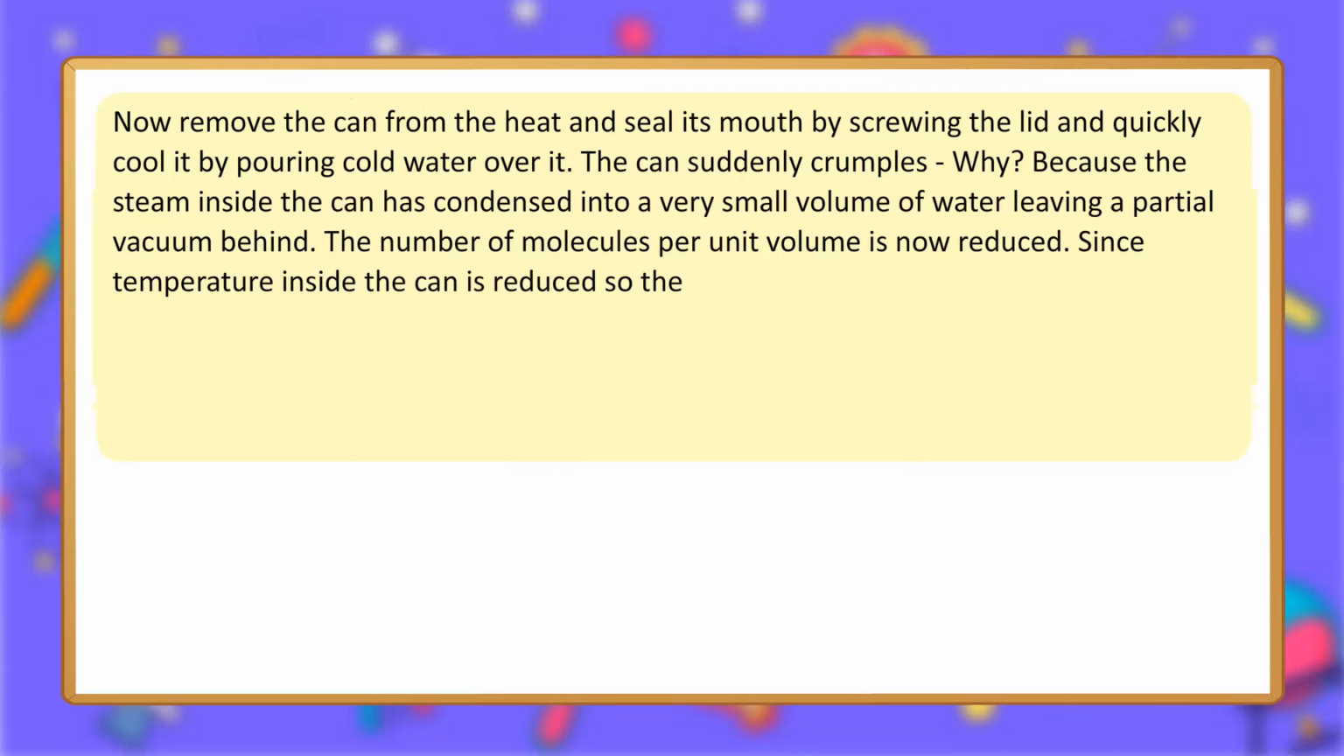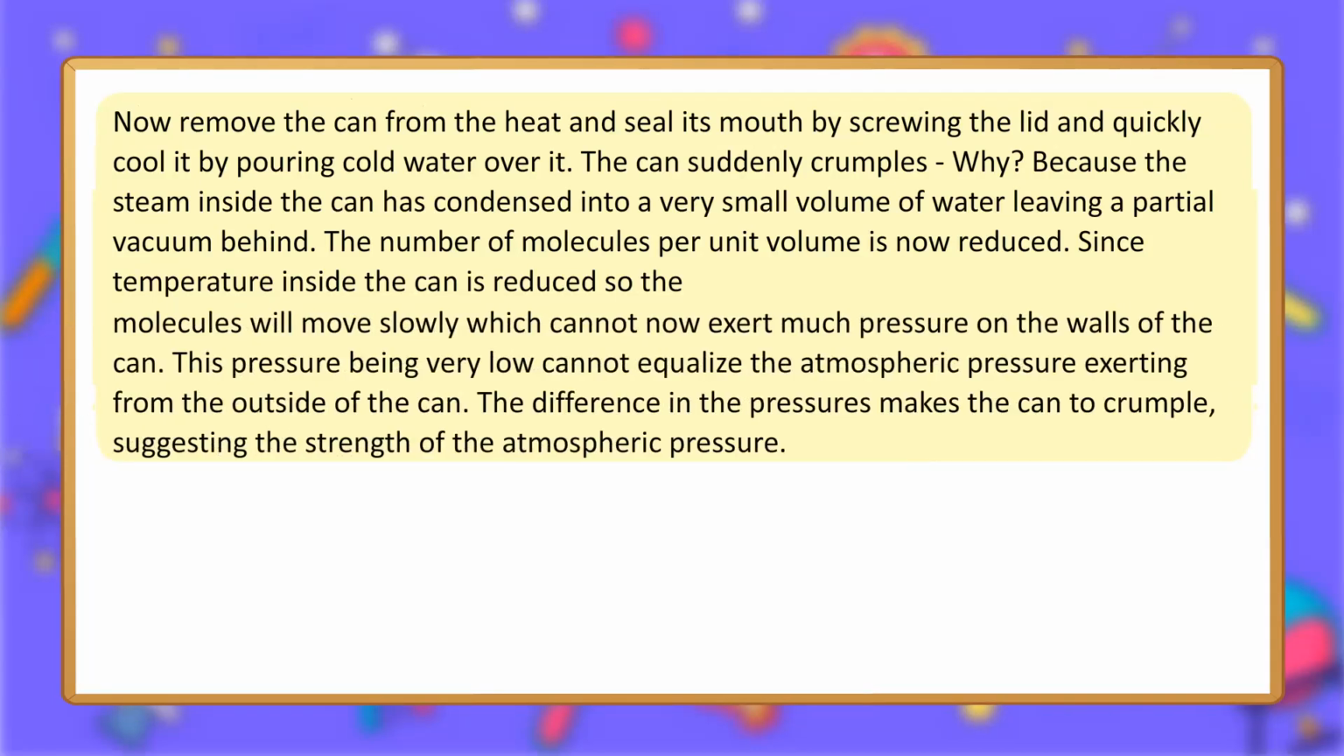Because the steam inside the can has condensed into a very small volume of water, leaving a partial vacuum behind. The number of molecules per unit volume is now reduced. Since the temperature inside the can is reduced, the molecules will move slowly, which cannot now exert much pressure on the walls of the can. This pressure, being very low, cannot equalize the atmospheric pressure exerted from the outside of the can. The difference in the pressures makes the can crumple, suggesting the strength of the atmospheric pressure.